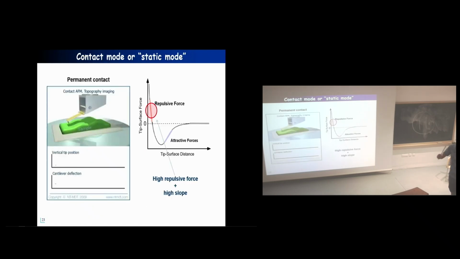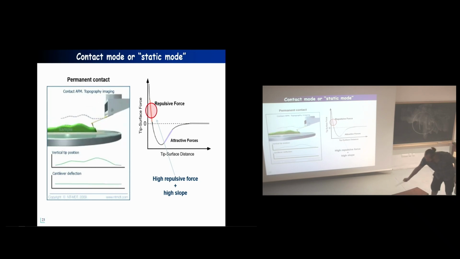Okay, there are two main modes to measure the topography of your surface. The first one, the simplest one, the first one that was invented, is the so-called contact mode or static mode. In this mode, you simply drag your tip on the surface. So you come here, you apply a given force, and you scan. As you can hear, you're going to have problems.